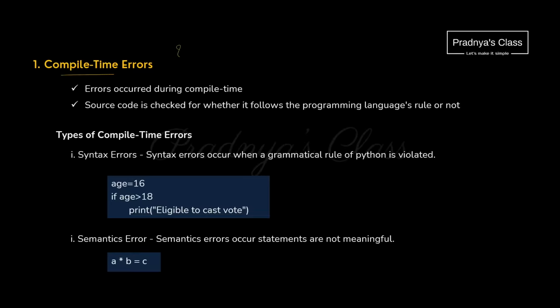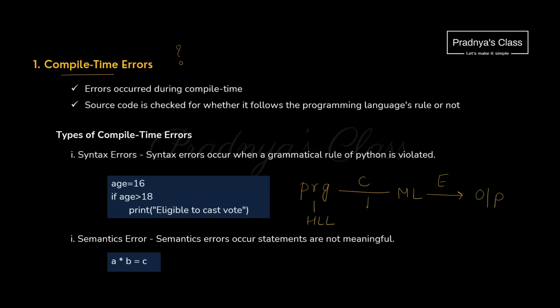What is compilation? Let's try to understand. Whenever we write a program, it will be in a high level language, right? Now the compiler will convert it to machine level language. But that machine level language will get executed and then we will get the final output. So there are two steps.